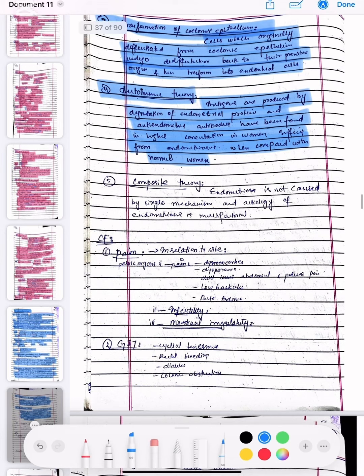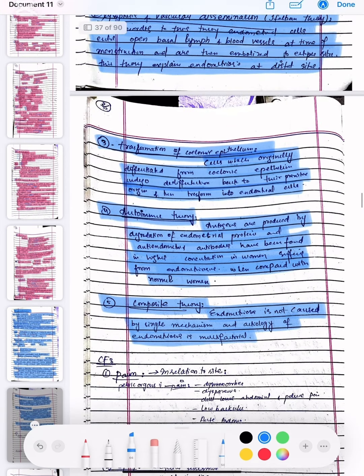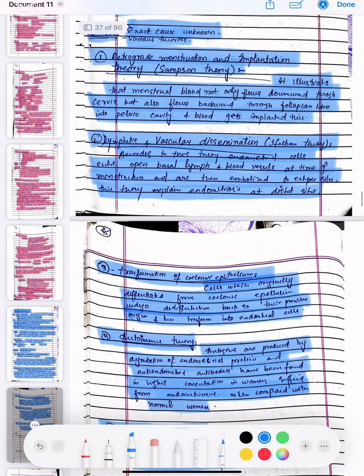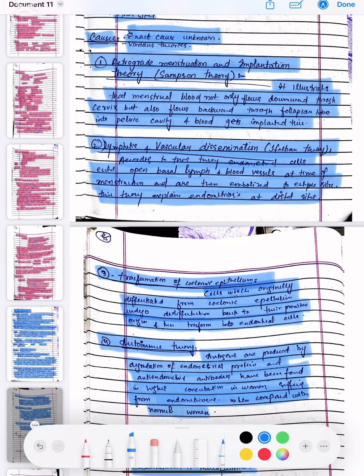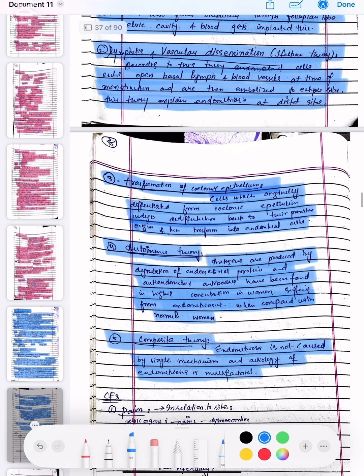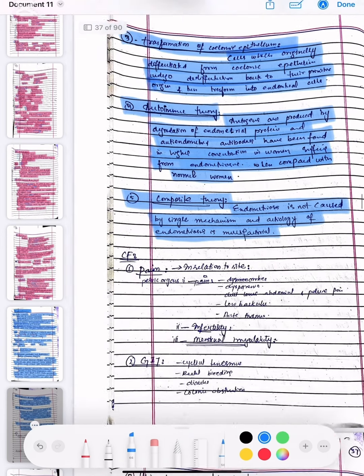Then we have the composite theory, that is, endometriosis is not caused by a single mechanism and the etiology of endometriosis is multifactorial. So these are the different theories: the retrograde menstruation and implantation theory, the Sampson theory, then the lymphatic and vascular dissemination theory, that is the Halban theory, then the transformation of the coelomic epithelium, the autoimmune theory, and the composite theory.